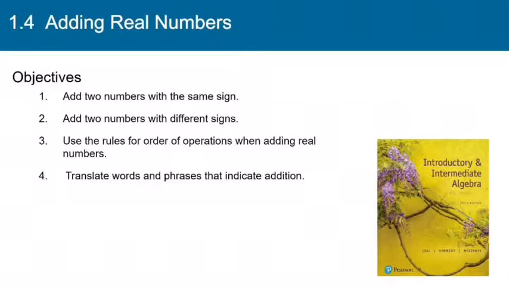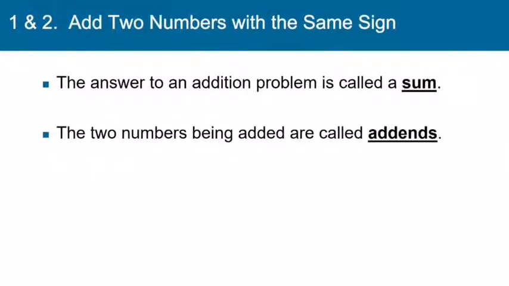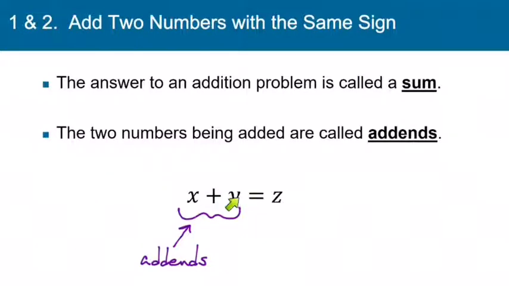So here we go. Now first off, the answer to an addition problem is called a sum. And the two numbers that are being added together are called add-ins. We don't need that word very often, but every now and then we might want to use that word. So for example, if we have x plus y equals z, then the add-ins are the x and the y, and z would be the sum.